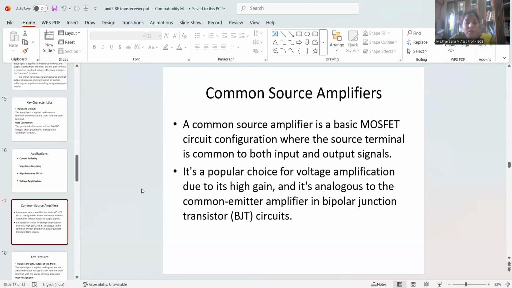What are the terminals? Source, drain, gate, and substrate, right? Those are the terminals of the MOSFET.